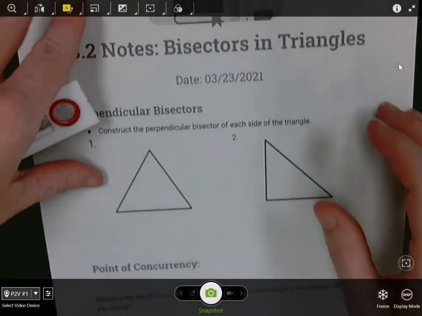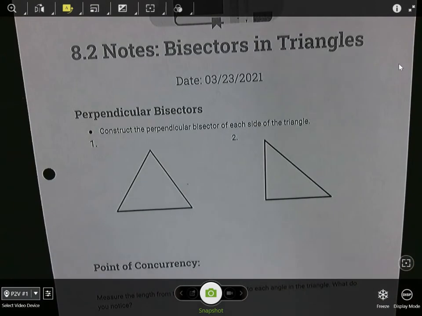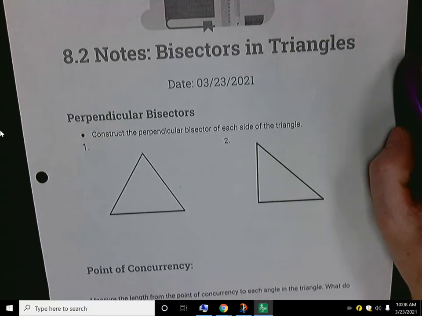8.2 notes, bisectors and triangles. So we reviewed perpendicular and angular bisectors. Now we're going to talk about those. Okay. So there's been some discussion.